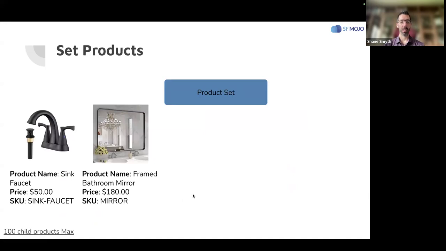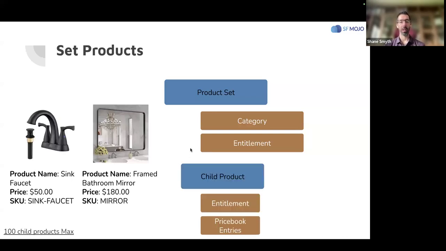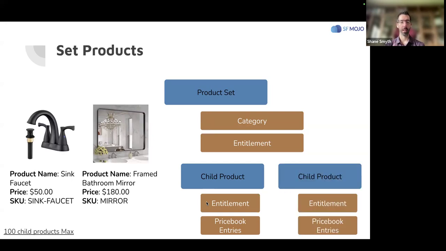Now we've got our product set here. Product set is, like I mentioned before, you can purchase both this faucet sink and this mirror together. They're typically purchased together. And so you can have each one of these child products part of this set. Again, data differences between the setup here, which is category entitlement, and the child product, which is entitlement and price book entry. In this case, you'd have two children to this one set.